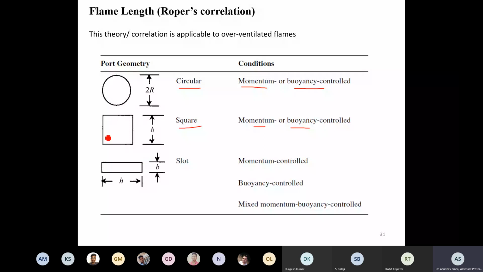Then we can also have a very thin one. If you take a burner and flatten it, reducing this dimension, make it like this, this is called a slot burner. In a slot burner, it could be either momentum controlled, buoyancy controlled, or a mix of momentum and buoyancy. So these are the various correlations. Today I will just quickly show you the equations. Next class we'll talk in more detail. We'll not derive these equations, but when you do numericals, it will be more clear how to use them. These are just correlations.